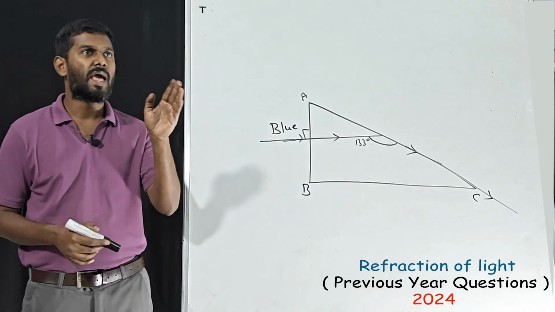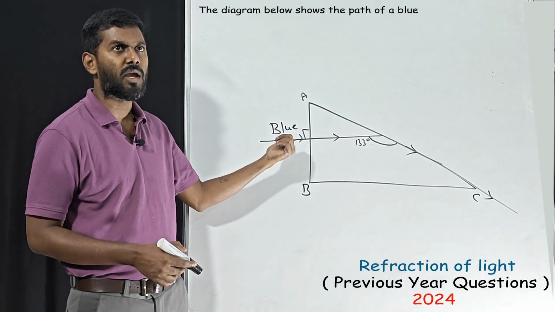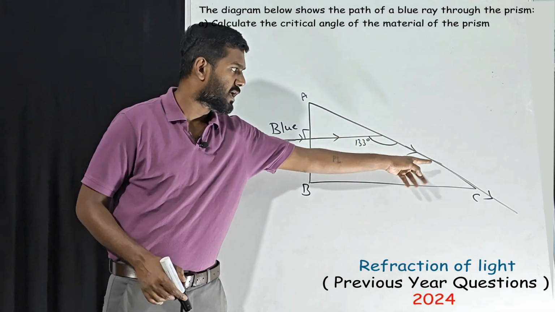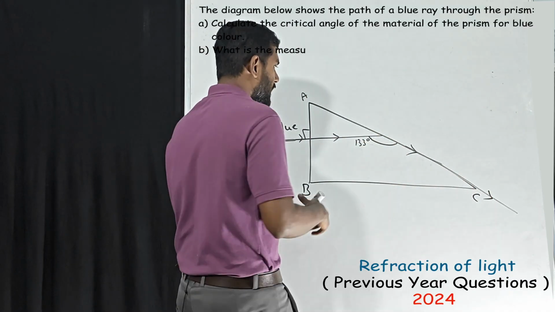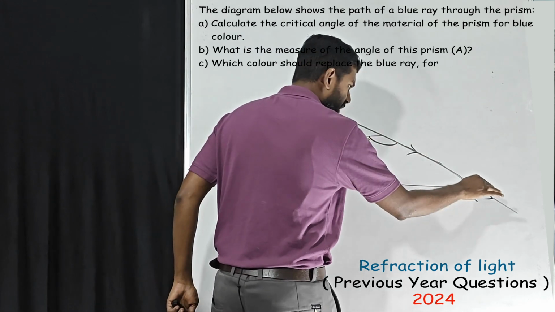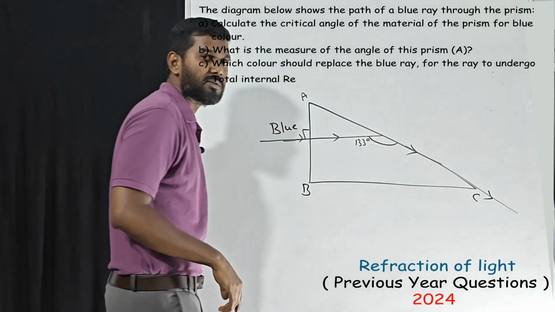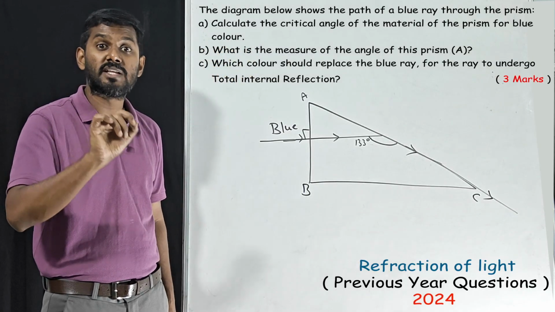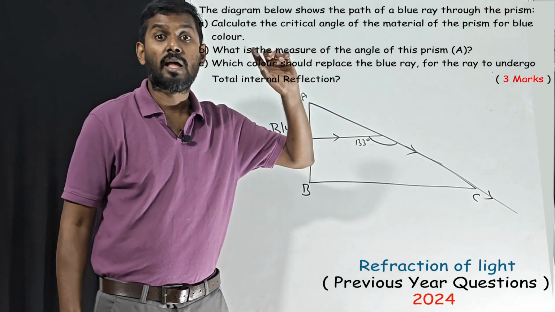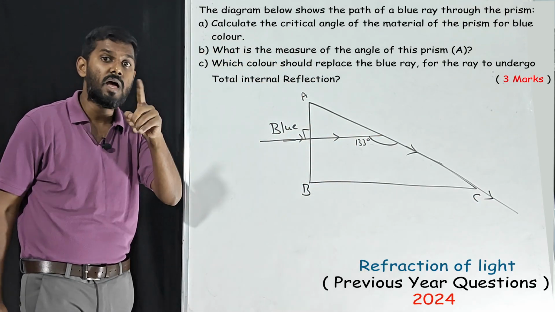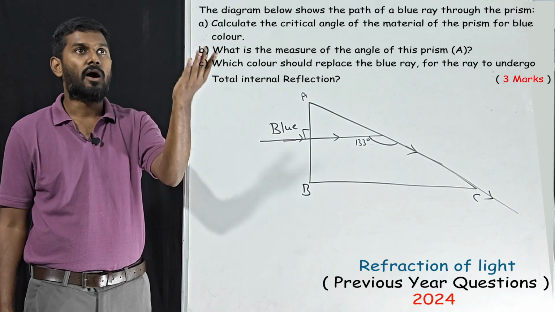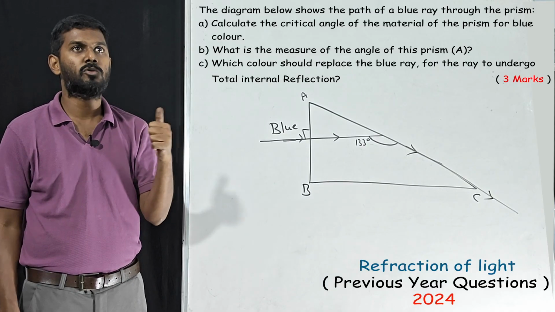Our next question: the diagram below shows the path of a blue ray through the prism. See, the blue ray enters the prism and emerges out in this way. The blue ray is on the surface, emerging out along the surface of the prism. That means the angle of incidence is equal to the critical angle. If a ray is passing along the surface, the angle of incidence is equal to the critical angle. That you should know. Next, what is the critical angle of the material of the prism for blue color?